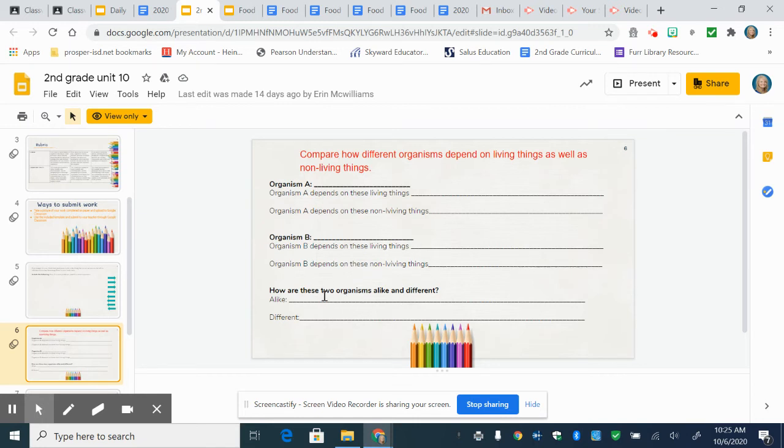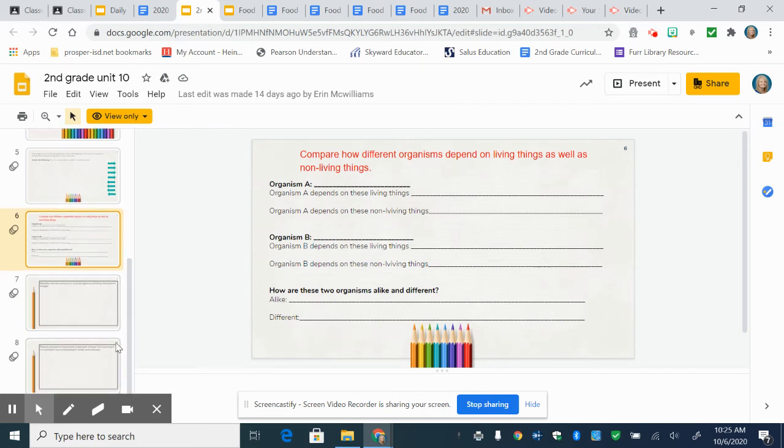Then I have to talk about how are these two organisms alike and how are they different? Okay, the algae and the fish are both alike because they live in the pond. They're different because the algae is a plant and the fish is an animal. Okay, that's the kind of thing they're looking for. So think about two things that live in your pond. How do they depend on other living things? And how do they depend on non-living things?